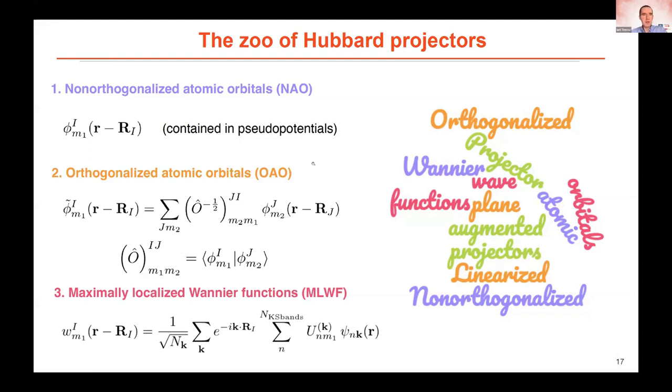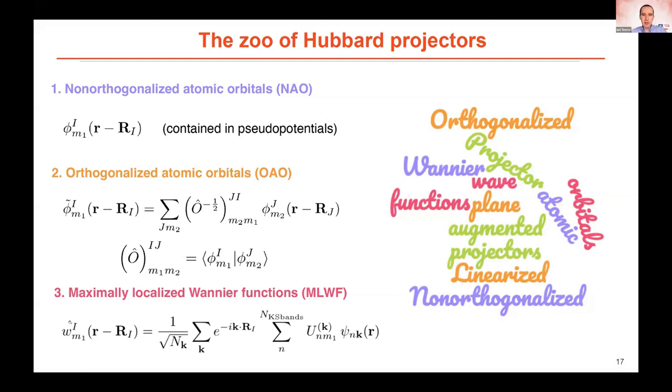As I told you earlier in this talk, we can have different types of Hubbard projectors, like non-orthogonalized atomic orbitals, which can be simply obtained from pseudopotentials. Second version is the orthogonalized atomic orbitals. Here we compute the overlap matrix O by simply computing the scalar product between atomic orbitals. Then we take the inverse of this overlap matrix to the power of 1/2 and multiply it by the original atomic orbitals. And this gives us a new orbital phi tilde.